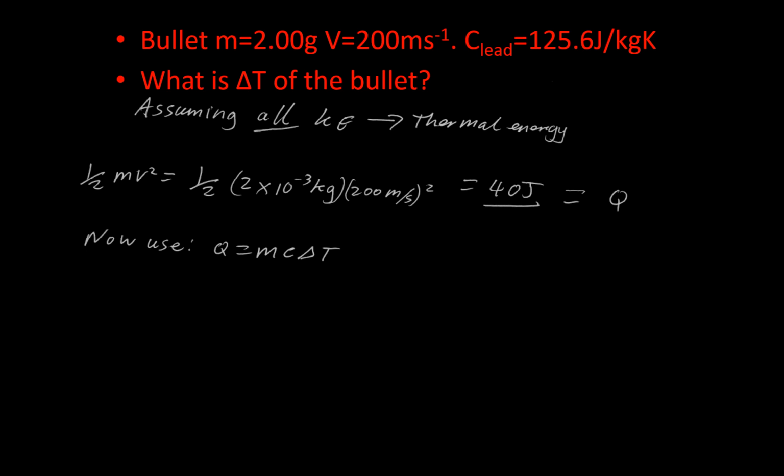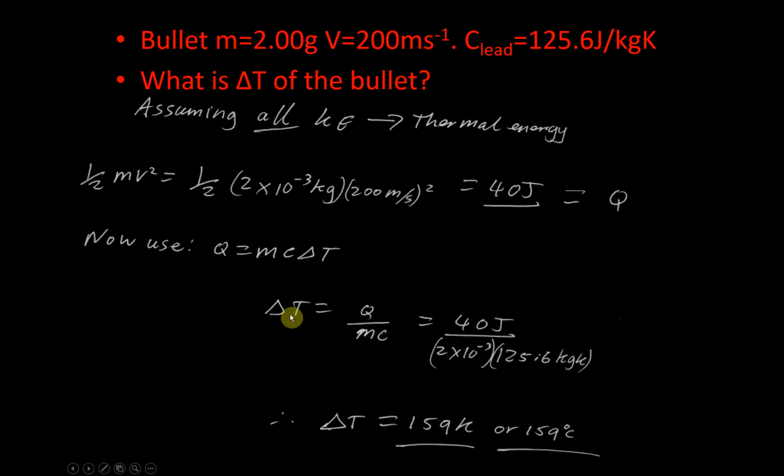Now, as we used before, we also now know Q is equal to mcΔT. We've set Q equal to 40. We have the value of c right here in joules per kilogram Kelvin, hence we used kilograms here, so we're nicely in joules. And we can rearrange for ΔT. So ΔT is Q over mc. Here's our Q value. Here's our m, our mass in grams of 2 times 10 to the minus 3 kilograms, times 125.6 joules per kilogram Kelvin. This will give us a ΔT of 159 Kelvin or 159 Celsius.